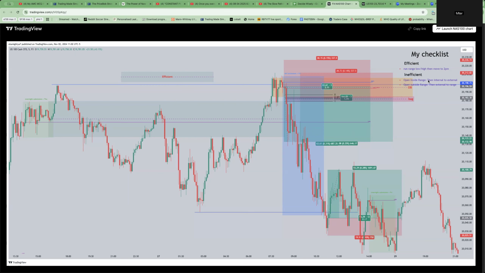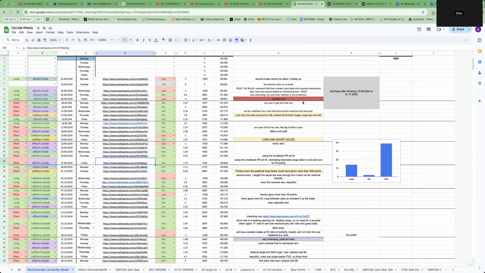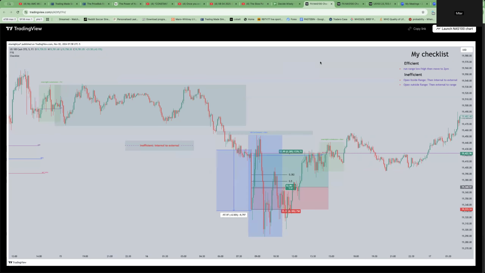If it's inefficient, is it opening inside? Then internal to external. Internal is we can look for one. So if it's inefficient and it's outside, we started here.